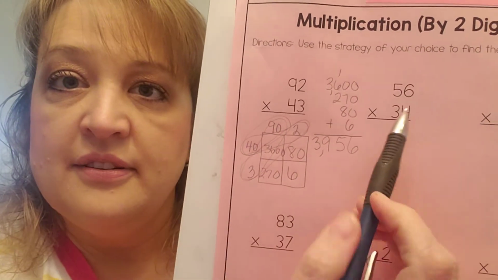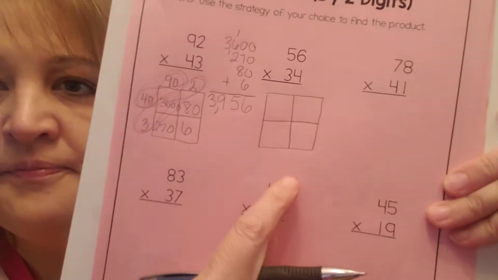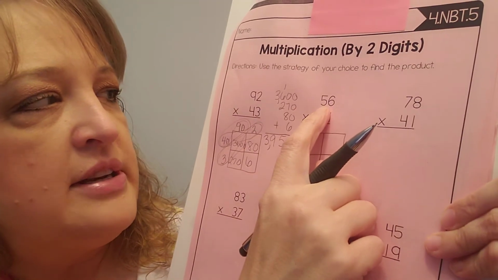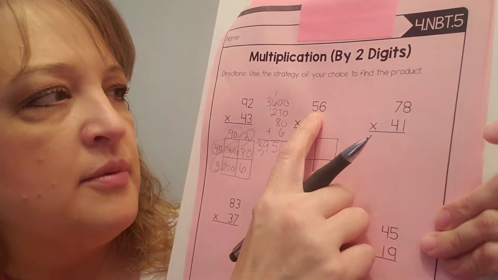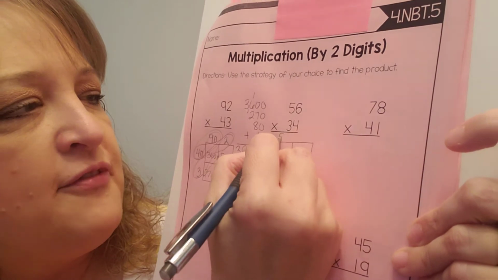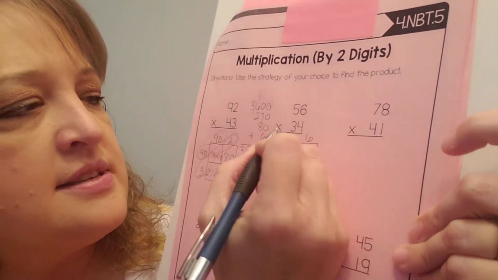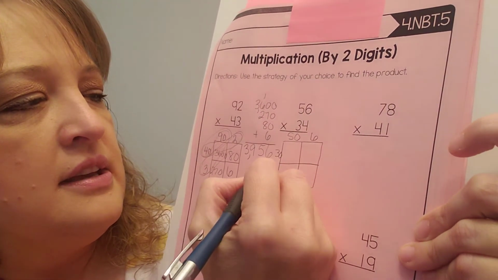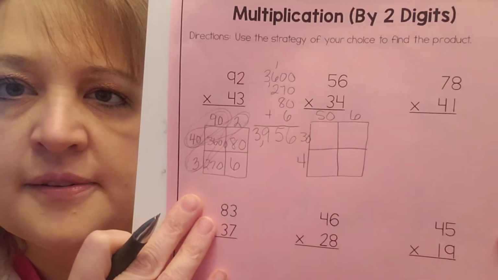All right. Now, what are you going to draw? A nice big square. Draw it with me. Nice big square. How many pieces are you going to split it up into? 4. So you should have a window piece that kind of looks like that. Now, across the top, what are we going to do? We're going to change this into expanded form. So we're going to break this up into a 50 and a 6. And then down the side, we're going to break up the 34 into a 30 and a 4.